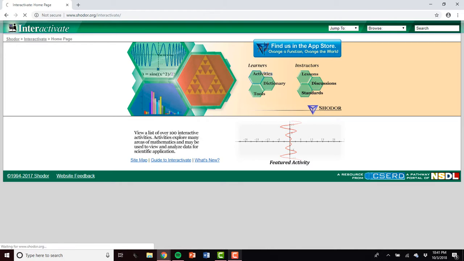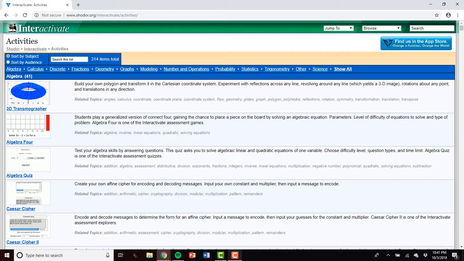I'll click on it right here. The activities actually does have games, but also has tools, which is for graphing or some other sort of calculations that it can do. But for right now, with the activities, it has games, so we'll check that out. We'll go on Algebra 4. This is part of Algebra.